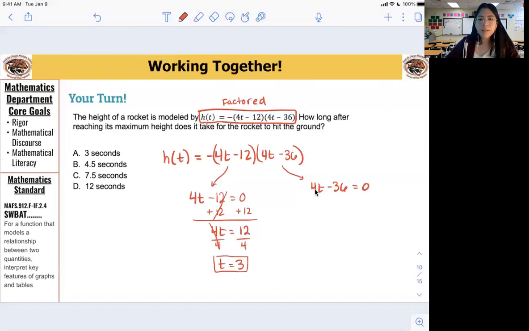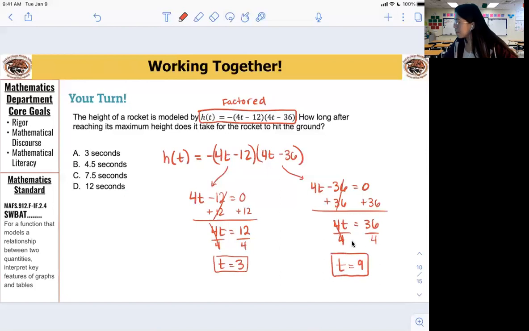Now on the other hand, what should I do to both sides here? Add 36. And now? You divide by 4. Good. 36 divided by 4 is 9. Good. All right. So these are my x-intercepts.